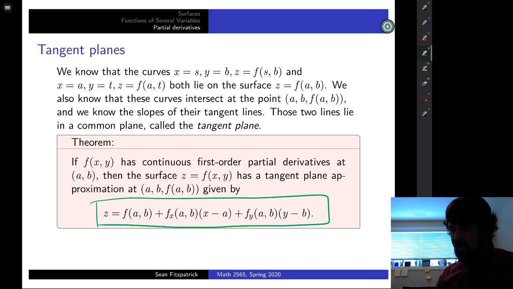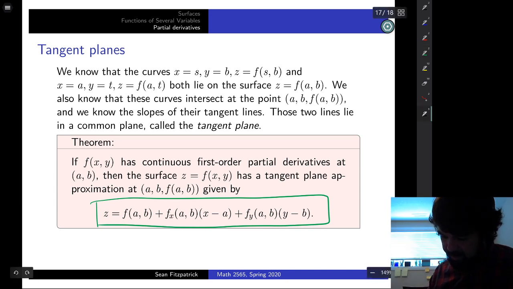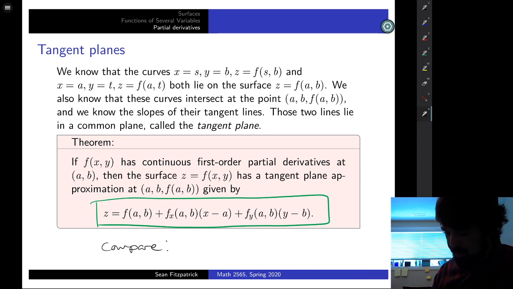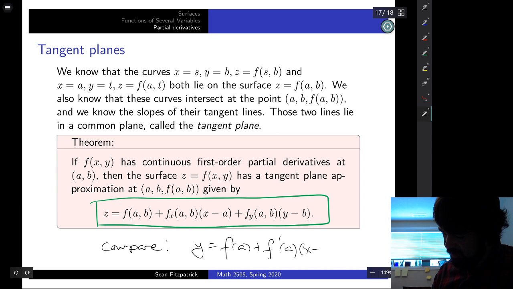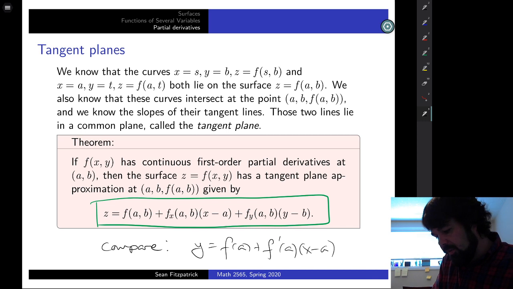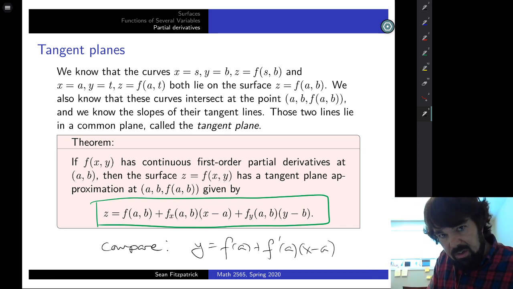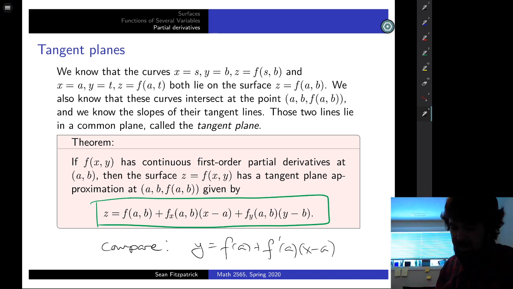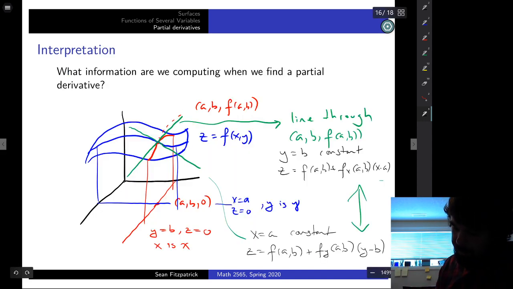It should remind you of the equation of a tangent line in one variable: y is equal to f(a) plus f prime of a times (x minus a). It's the same idea, it's just that now you have two variables, and so you have to include one partial derivative for each variable. But you can get this idea of a plane, and you can see the plane in that picture. We have this plane sitting here.